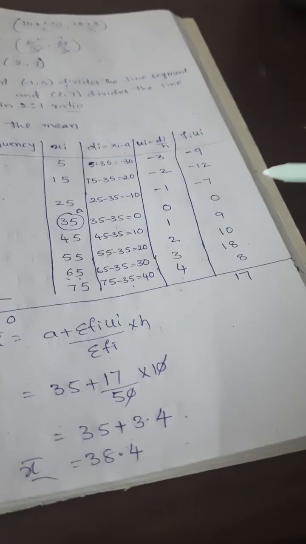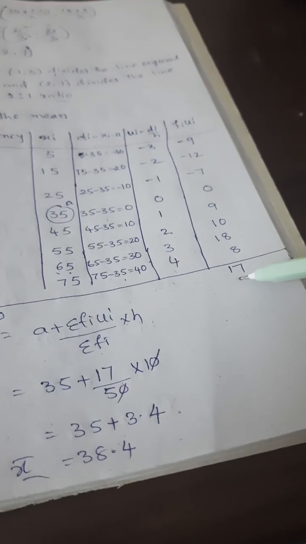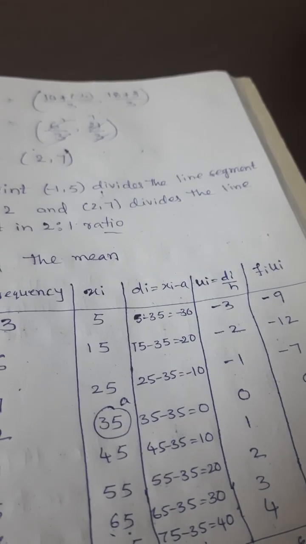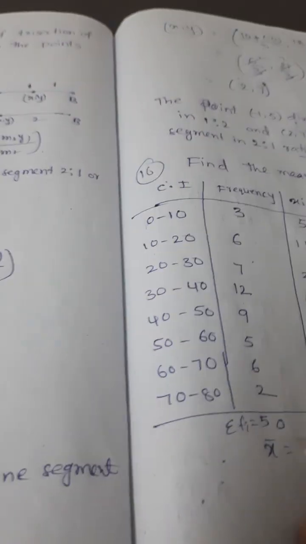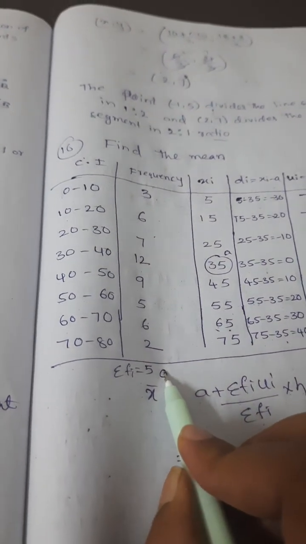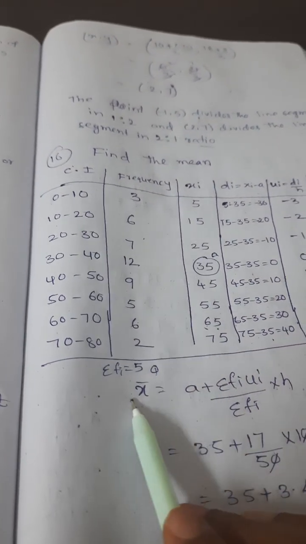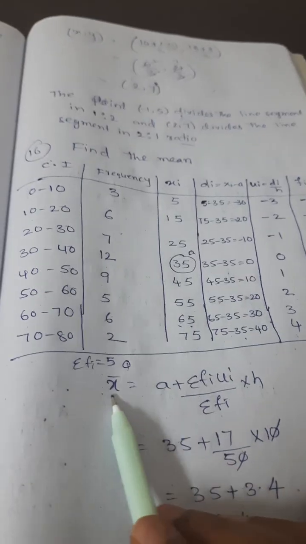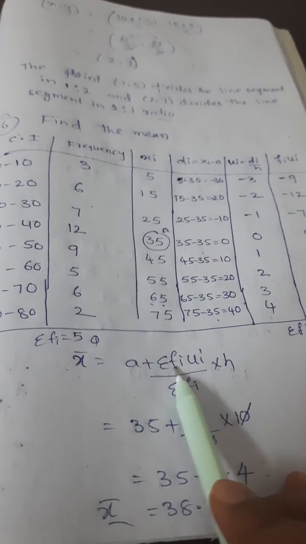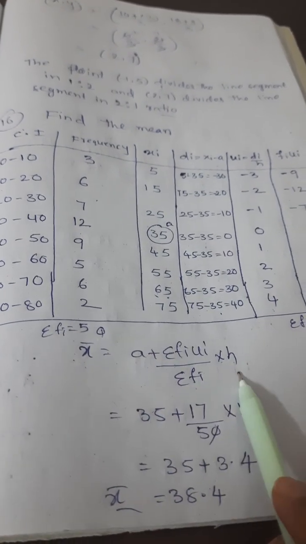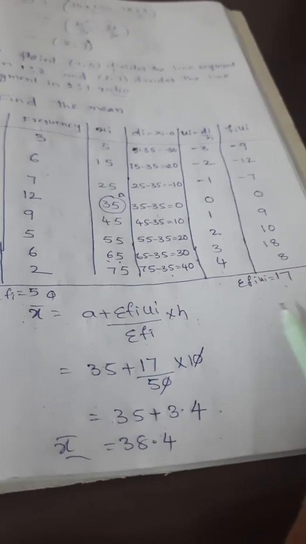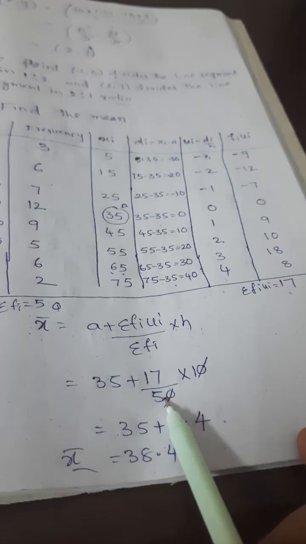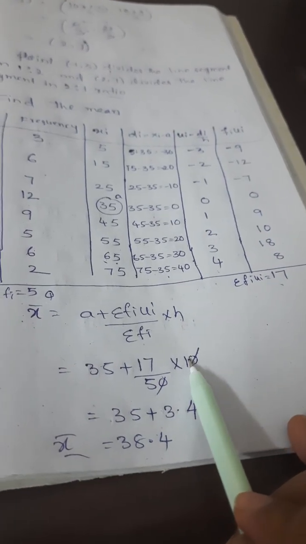So, we should add these values. We will get sigma fi ui is equal to 7 and sigma fi is equal to 50. The formula for finding the mean by the step deviation method is a plus sigma fi ui by sigma fi, into h. Here a means 35, sigma fi ui is equal to 7, sigma fi is equal to 50, into h, class size 10.